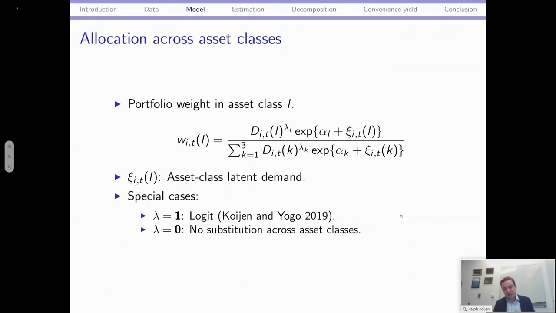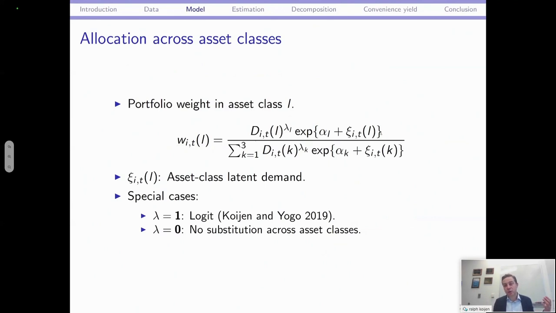Then across asset classes, we're going to have a model with this capital D, which measures the relative attractiveness of a given asset class, let's say short-term bonds, long-term bonds, or equities. The key parameter to look for is this lambda. If lambda were zero, what that means is that in my allocation across asset classes, I do not pay attention to the prices of, let's say, equities relative to bonds. So that would be a very extreme form of segmentation. If lambda is one, then you would have perfect substitution, similar to the within-asset-class substitution.